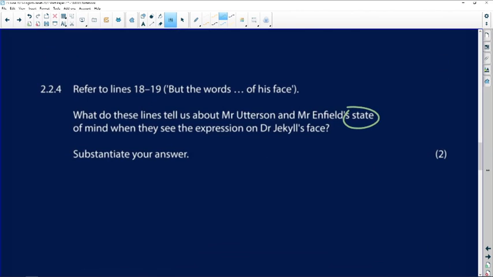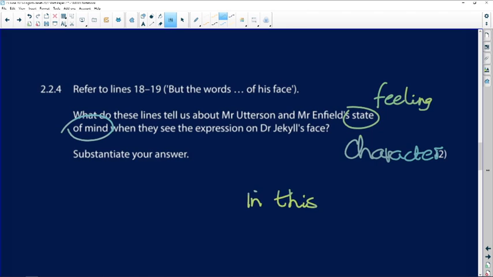Right, state of mind. Let's just remind you, a state of mind question is a feeling. It is an emotion question. You must not just launch into this. You must say, I don't want character, in other words. I don't want her state of mind as in telling me about her character. I want her feeling or his feeling in this extract. So you need to look at the lines. How are they feeling in this extract? That's the state of mind question.